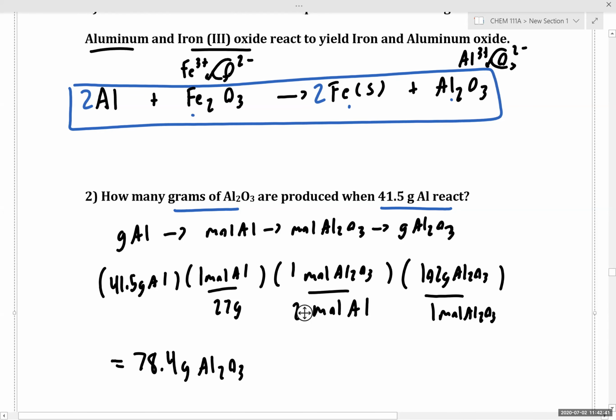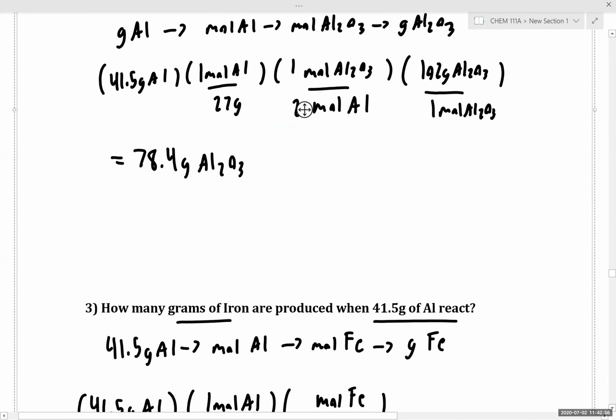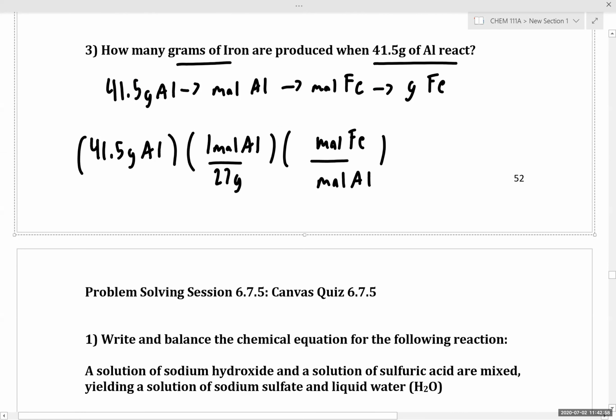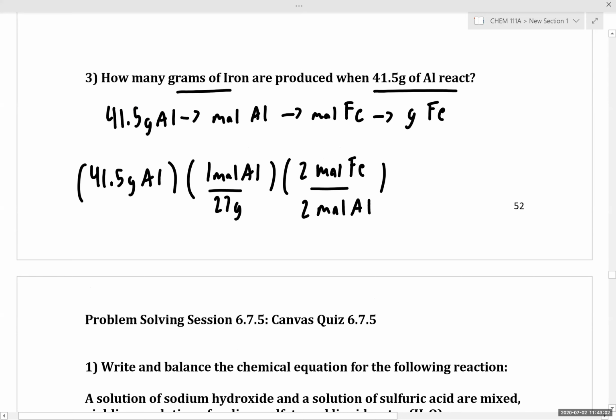How many moles of iron do we make per mole of aluminum? What's our mole to mole ratio? Two to two. Yep, exactly right. So we have 2 moles of iron per every 2 moles of aluminum.